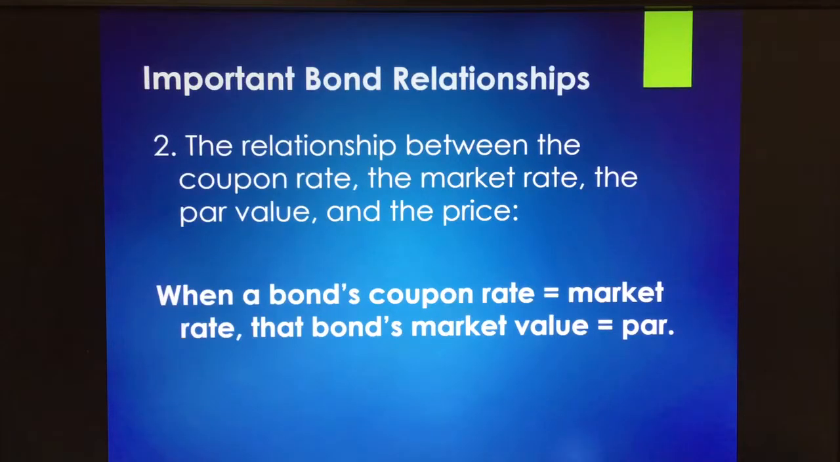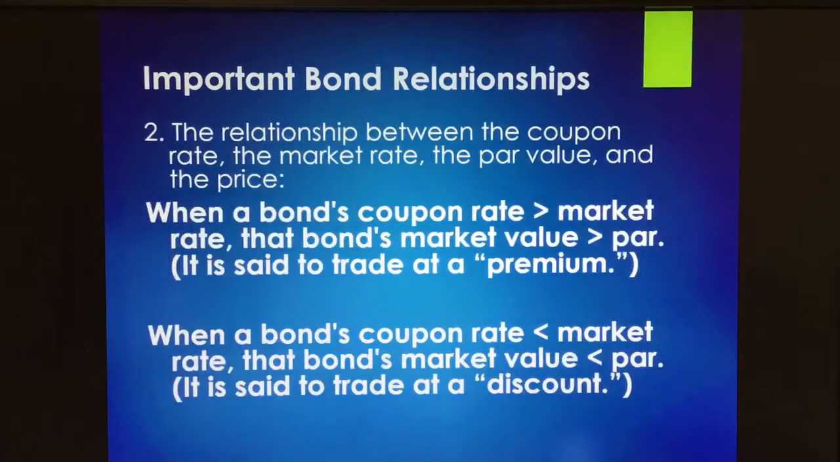But here's the relationship you want to be aware of. First of all, when a bond's coupon rate equals the market rate, that bond will trade at par. Its market value will equal par value. And we're going to look at an example in just a minute.